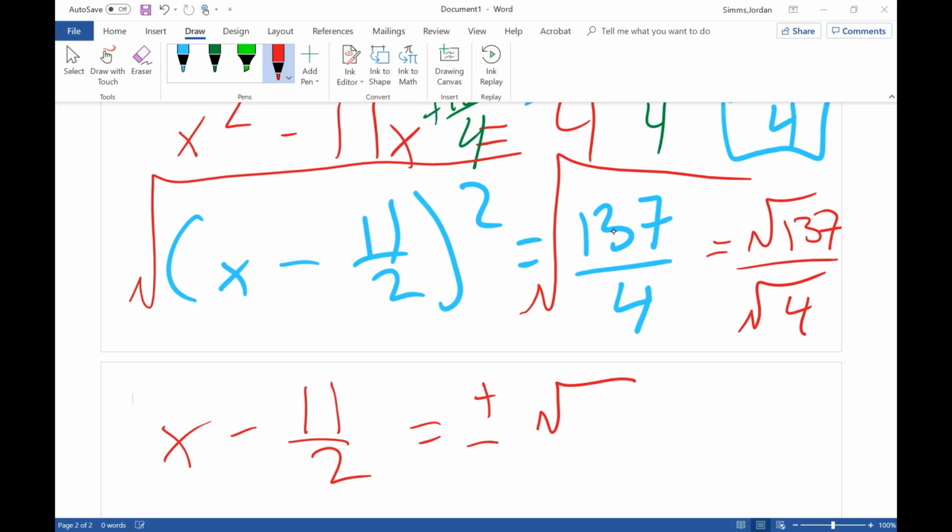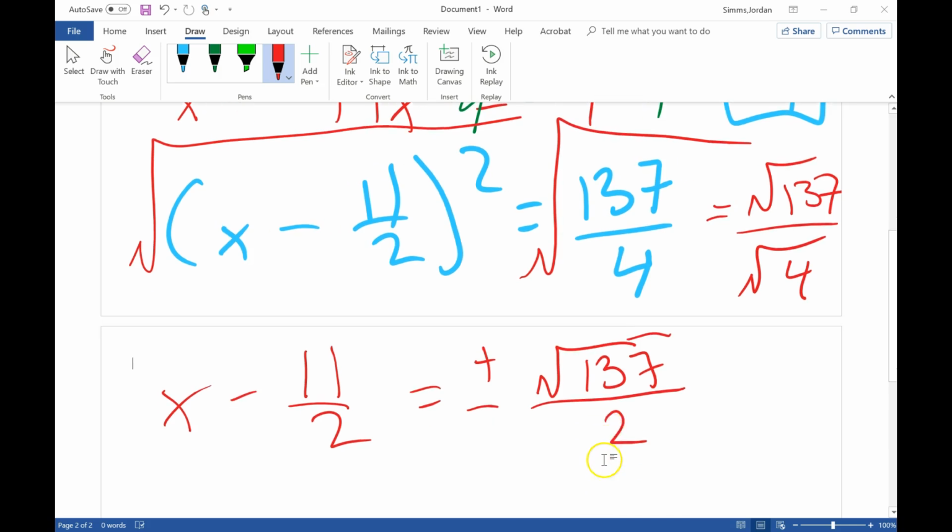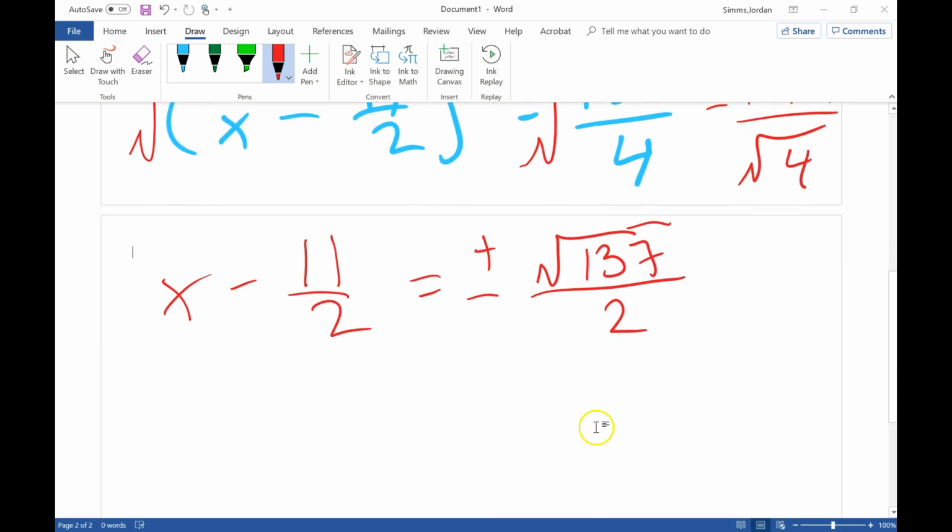But there's nothing I can really do with this 137. That's a prime number, so I'm just going to write it as root 137, because I didn't do anything up top, over the square root of 4, which is 2, so I'll leave it like that. Lastly, we'll do a little one-step algebra. Let's add 11 halves to both sides, and we'll express our answer.